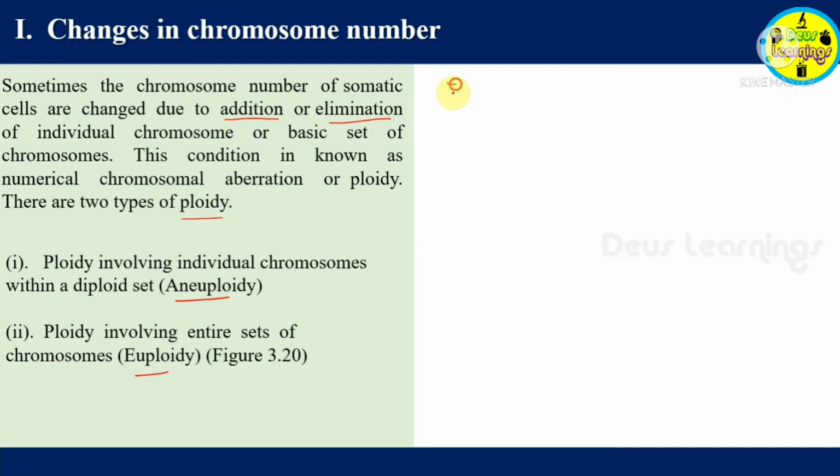For example, if I say 2n+1, 2n is our normal chromosome number. Like when we talk about humans, 2n means we are talking about 46 chromosomes, that is 23 pairs of chromosomes. With the addition of 1, there will be 47 chromosomes in total in this condition.